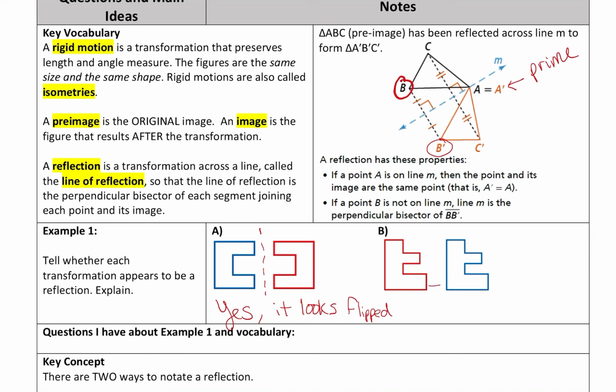When I look at part B, the orientation of this figure is the same. It has not flipped over anything. So this looks like it's just been slid over to the right. So we're going to say that this is no, it has been slid, or it is a slide. And that's a translation, which we will talk about in another section or so.